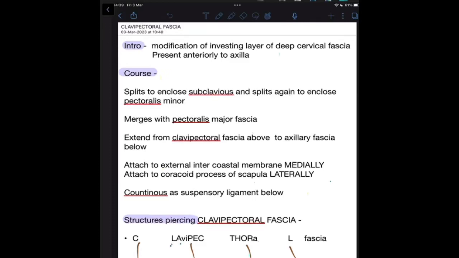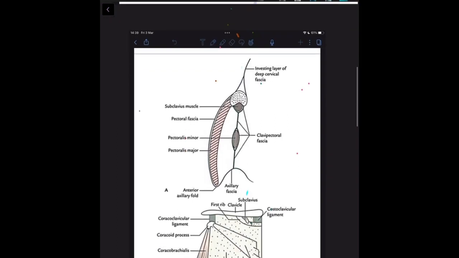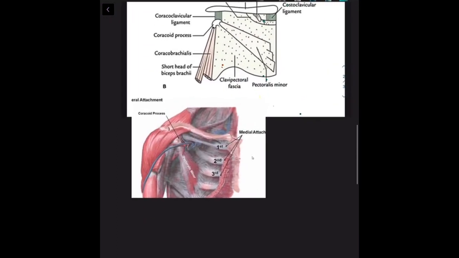So here we'll talk about clavipectoral fascia under three subheadings: the introduction, its course, and the structures piercing it. In the first point, it is a modification of the investing layer of deep cervical fascia, and it is present anteriorly to the axilla. For this, you need to see this image. See, this is the axilla, right? And this fascia is present anteriorly to the axilla.